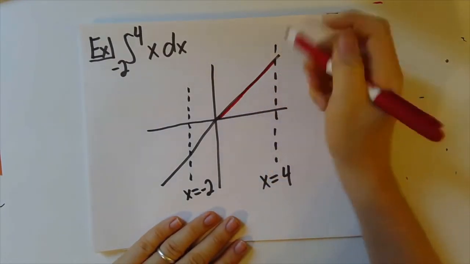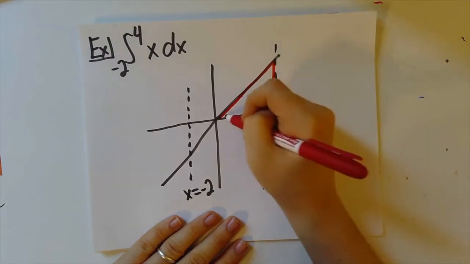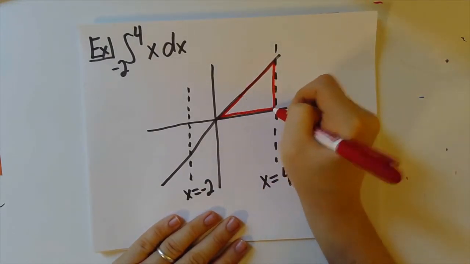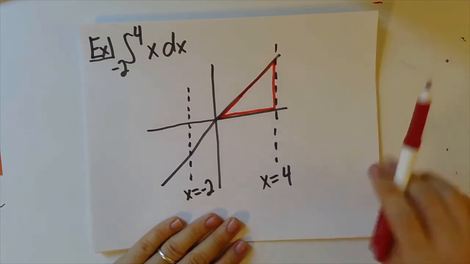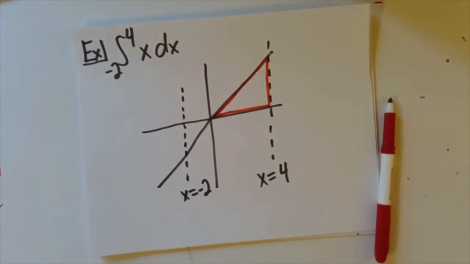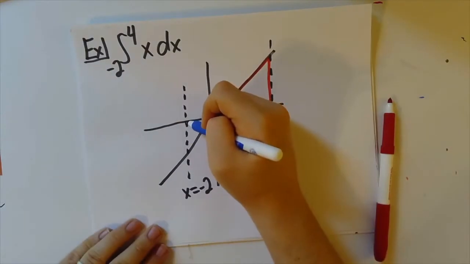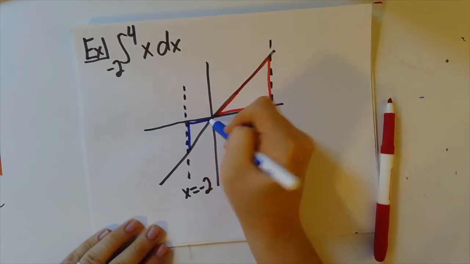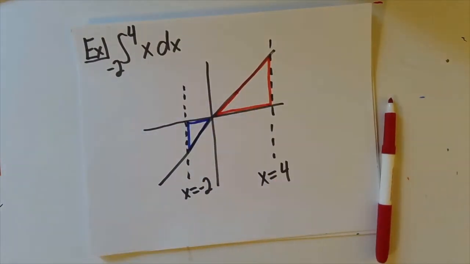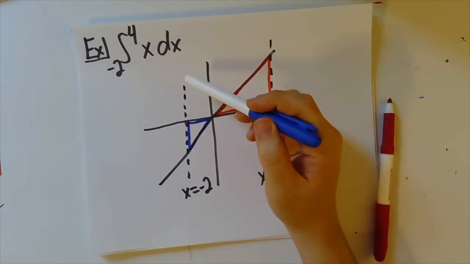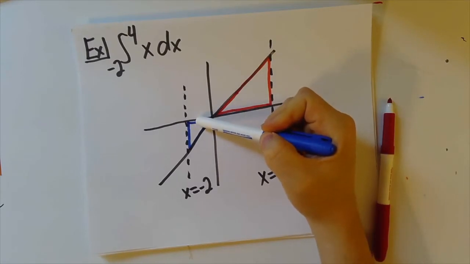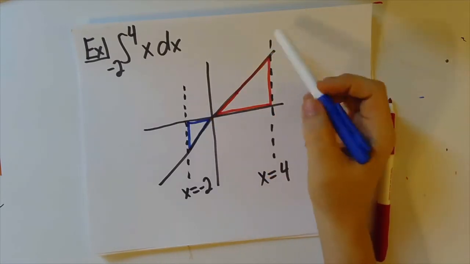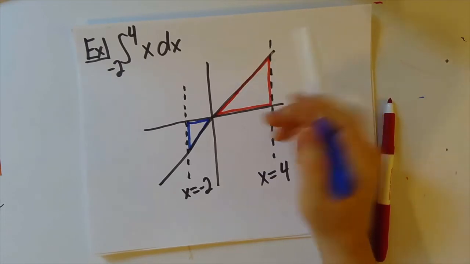I'm going to get 2 pieces to this region. Okay, and this one again is going to get counted as positive because it's above the x-axis. And this one down here is going to be counted as negative because it's below the x-axis. And again, the region I'm shading or highlighting is the region between the x-axis and the graph. Okay, and so here between the x-axis and the graph.